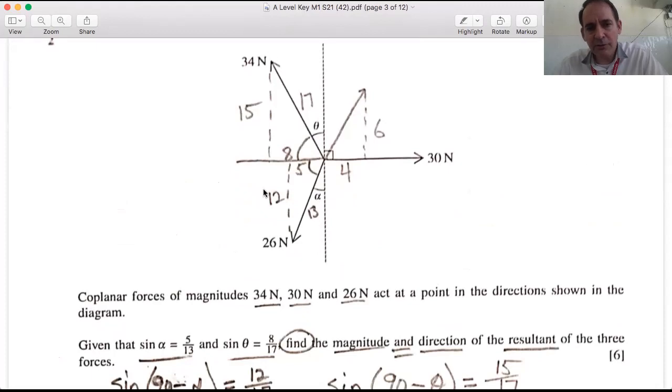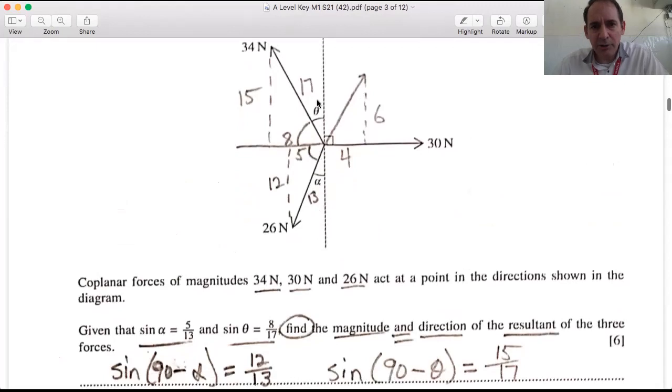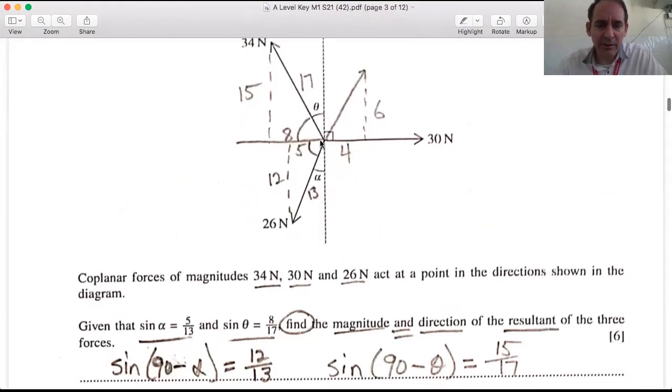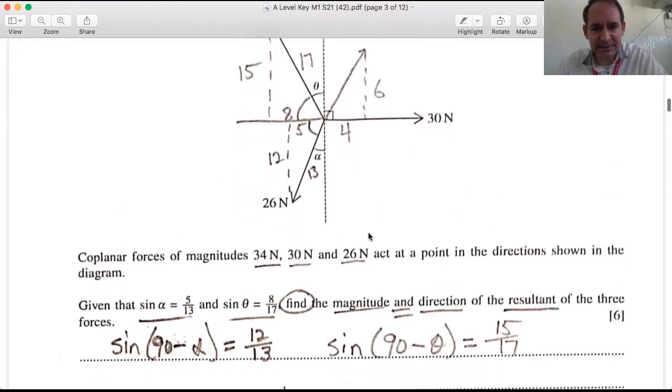So we want to resolve all 3 of these forces with the x-axis. Notice that our angles are not against the x-axis, so we need to deal with that first. We have alpha and theta, they are both up against the y-axis. So we want to resolve this with the x-axis.